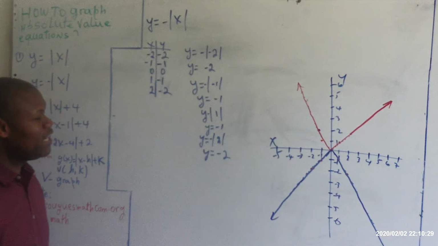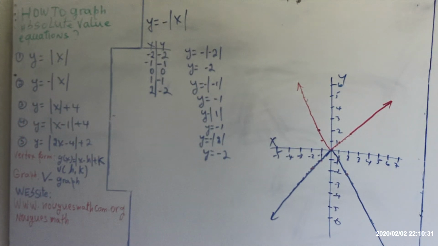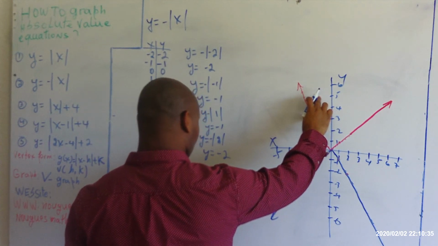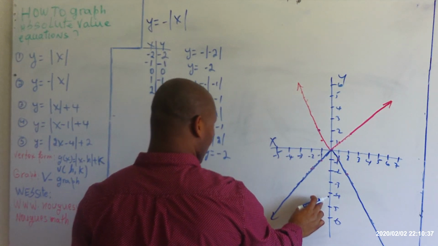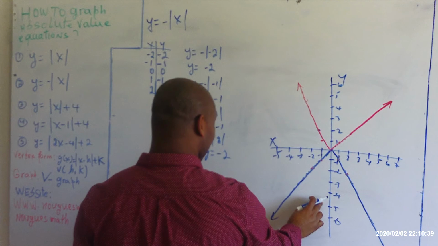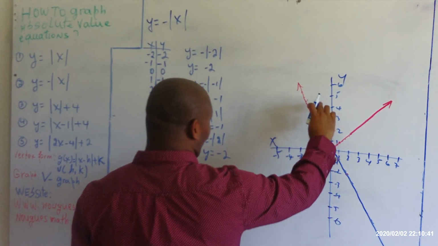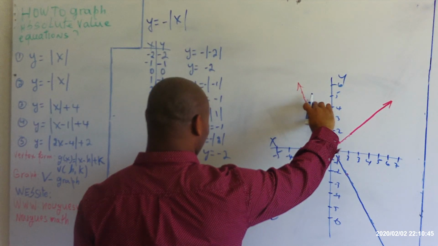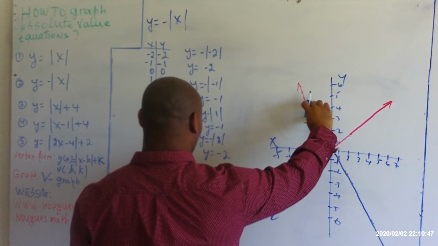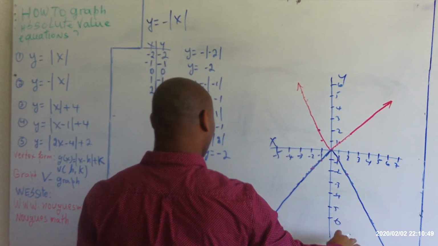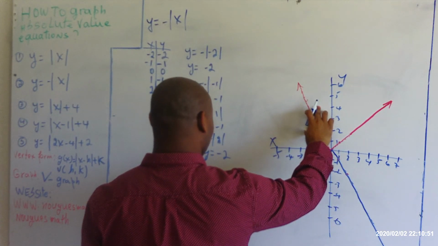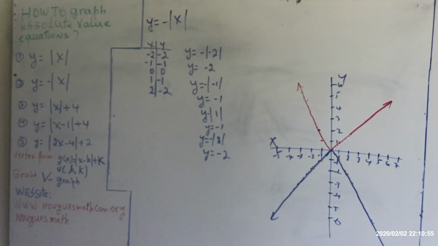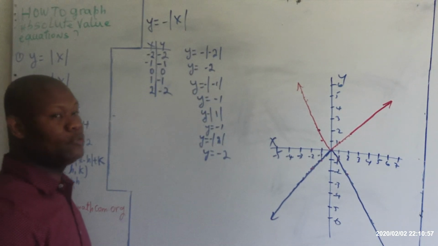That's a very nice picture. This one is when the graph is positive, and that one is when the graph is negative. For the function with the negative sign on the absolute value, the graph is upside down. The positive sign is up. Very nice. You can use a table to graph any absolute value equation.